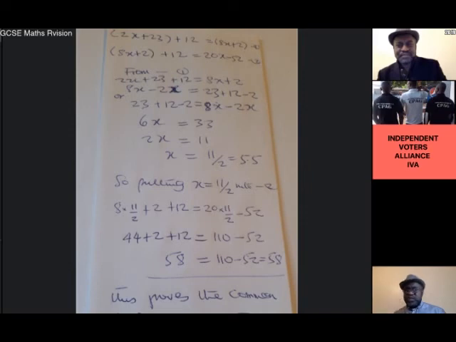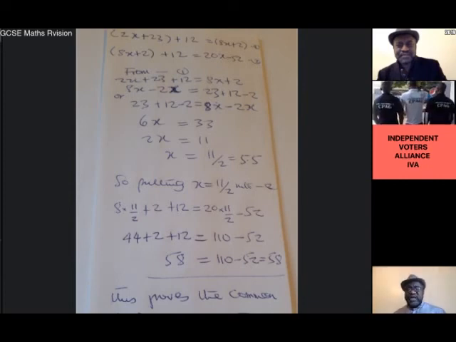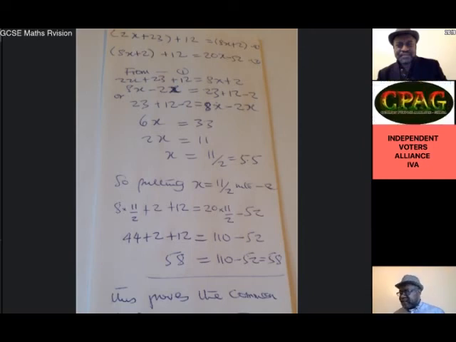But there's no need for you to simplify, because you're going to put x is equal to 11 over 2 into equation number 2 to confirm that indeed the value of x is accurate and correct. So putting x into equation number 2 as 11 over 2, you're going to get 8 times 11 over 2 plus 2 plus 12 is equal to 20 times 11 over 2 minus 52.